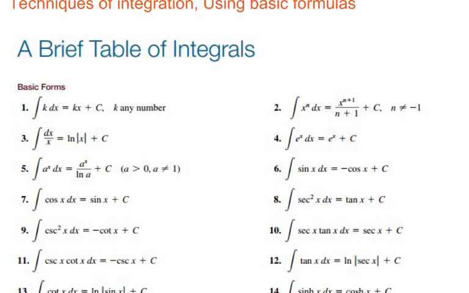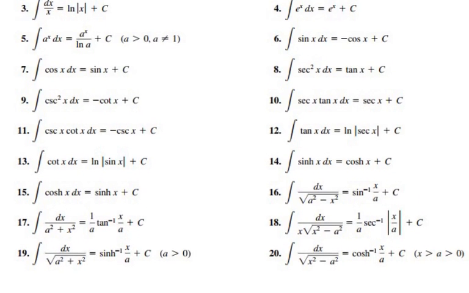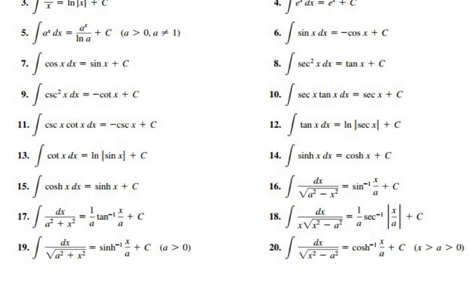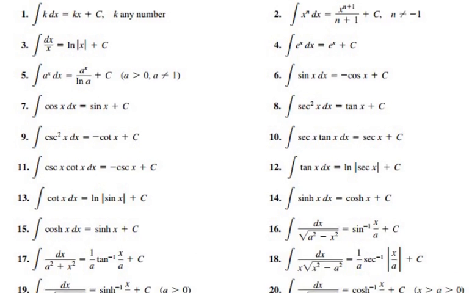Now, this table that we're looking at has 20 odd integrals in it. Your textbook has a table of integrals with 157 common integrals or integral patterns that people know and we use to simplify integration. It is not required that you memorize the entire table of 157, but you should certainly be familiar with these first 20.